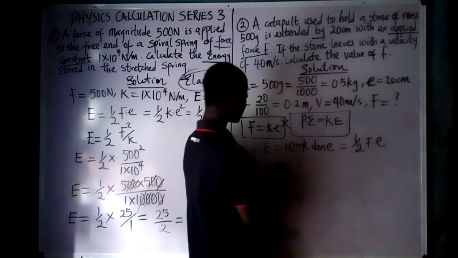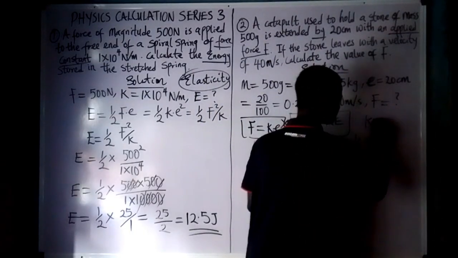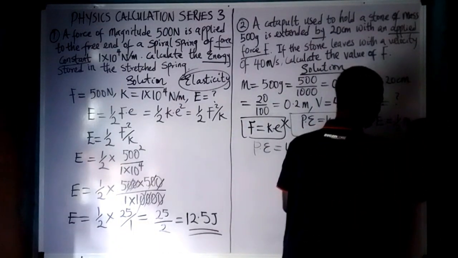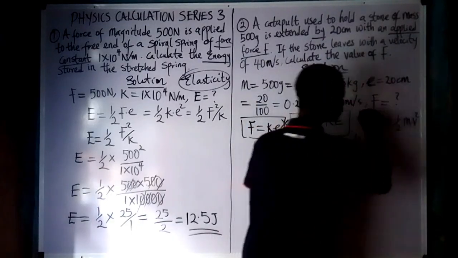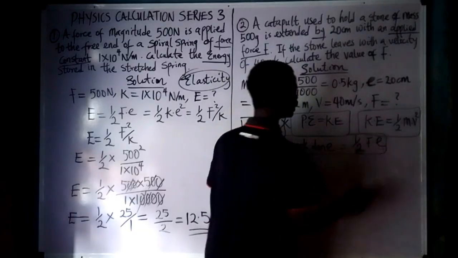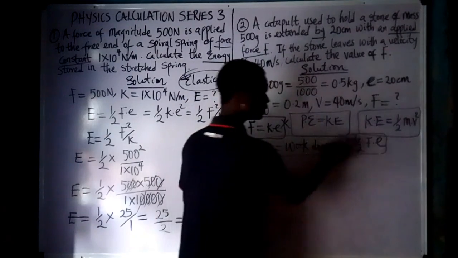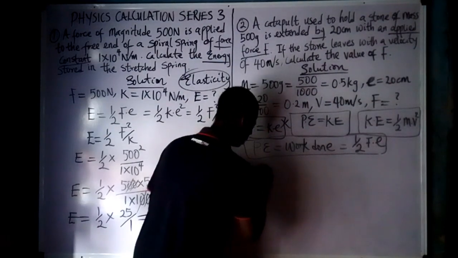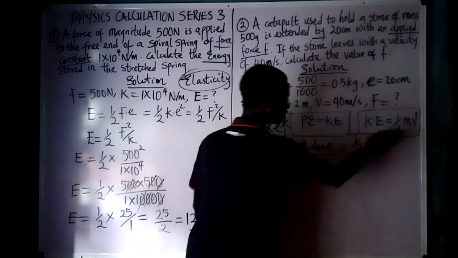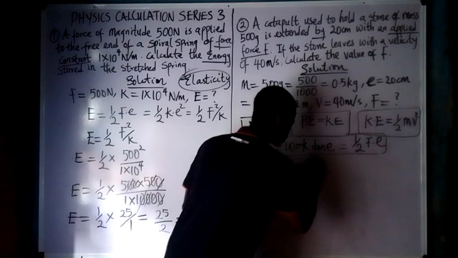So we're going to say that the potential energy is equal to kinetic energy. What is the usual formula for kinetic energy? Kinetic energy is 1/2 mass times velocity squared. So this formula is equal to this formula. I hope that is clear. So let's write that out. In place of PE, we'll write 1/2 F times E, equal to, in place of the kinetic energy, 1/2 mass times velocity squared.